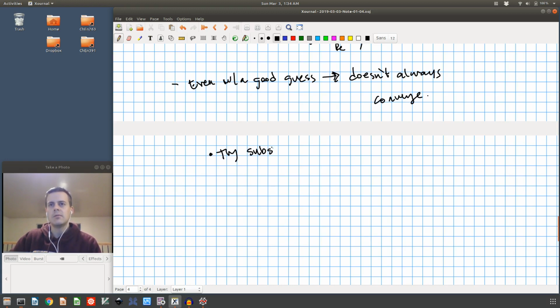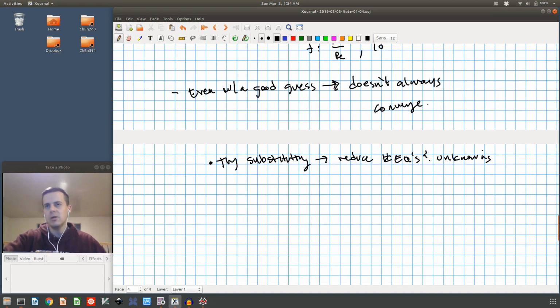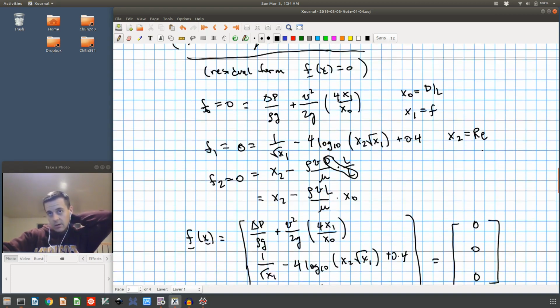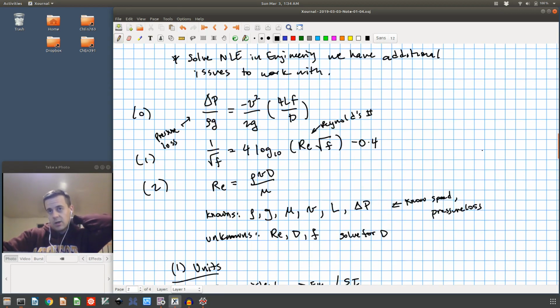substituting to reduce the number of equations and unknowns. So let me show you. If I look up here, an example of a substitution would be to take the Reynolds number here and plug it in right there. It makes it messier, but now instead of having 3 equations and 3 unknowns, I'm down to 2 equations and 2 unknowns, because now I only have D and F.